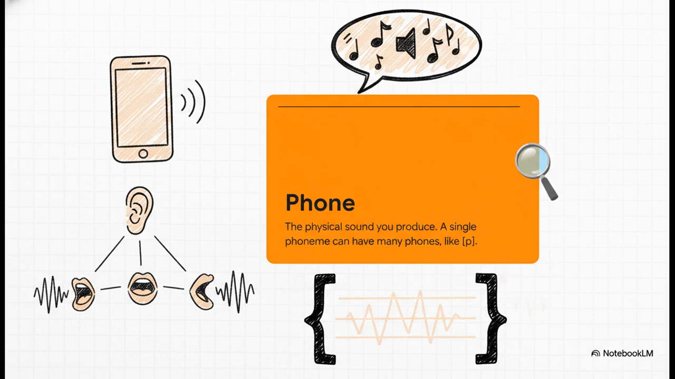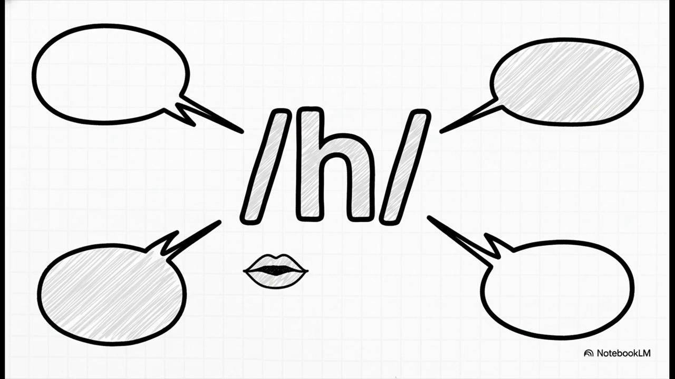And here's the really important part. One single phoneme can have lots of different phones. It can be pronounced in slightly different ways. And you'll see the notation for this is square brackets, not slashes. You know what? Let's make this real with an example. We're going to take just one phoneme, the h sound, and we'll look at it in 3 different words. I want you to pay really close attention to what my mouth is doing when I say each of these.